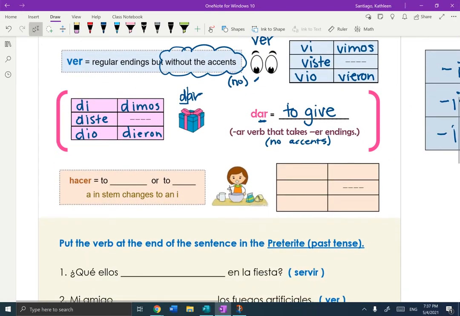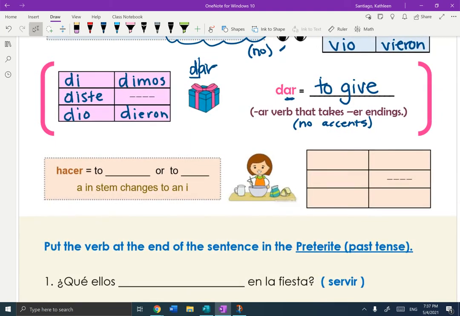Now let's look at hacer. Hacer is going to be a very important verb in the past tense because it shows up in so many questions. Hacer means to make or do. So when you're asking somebody what did you do in the past tense, you're going to be using hacer. Okay, the A in the stem changes to an I. So hacer is different because of this change.